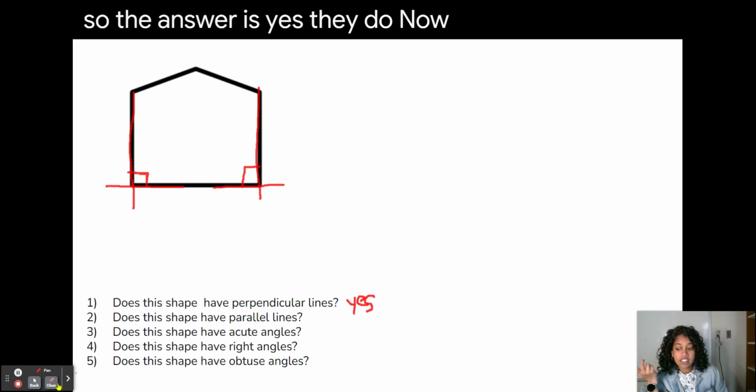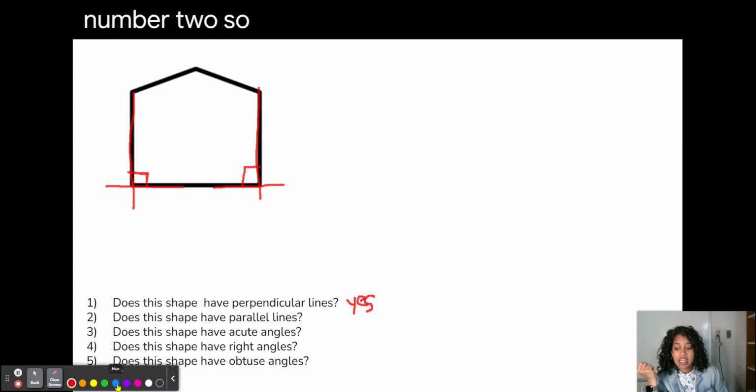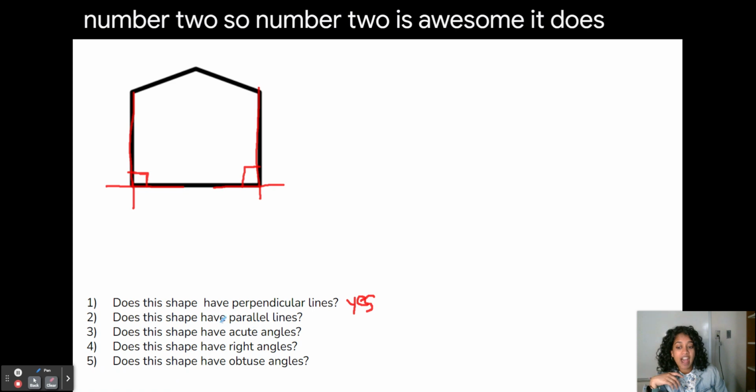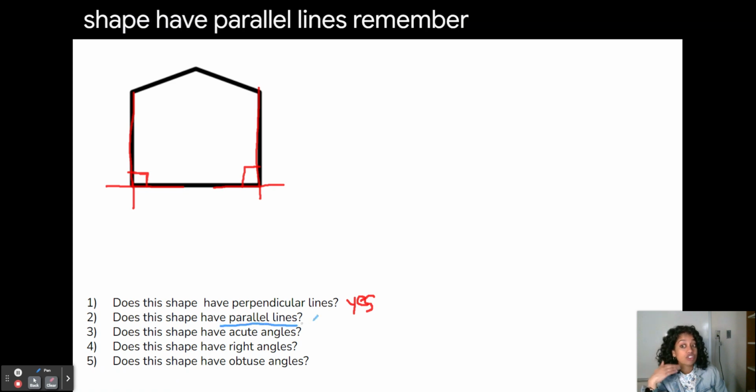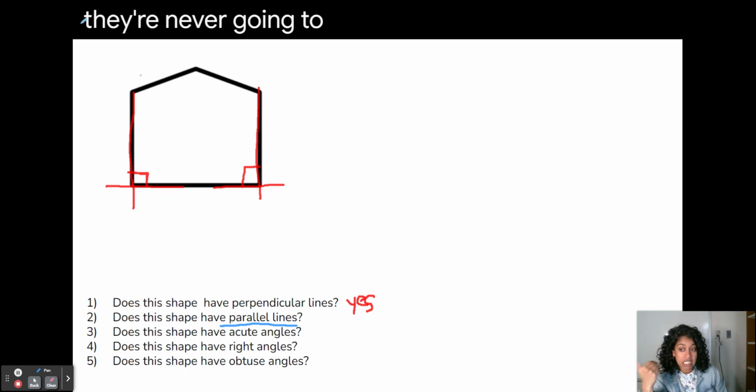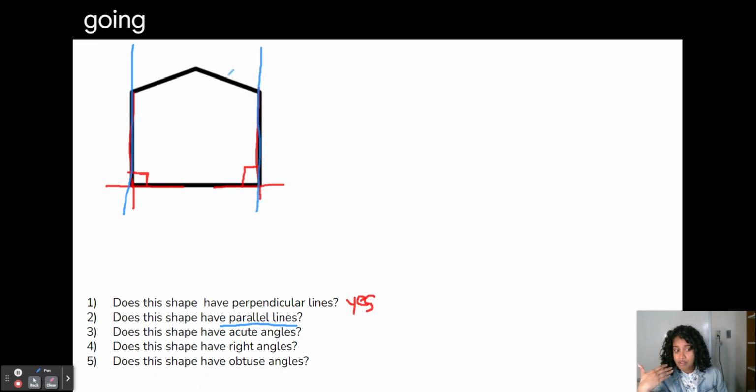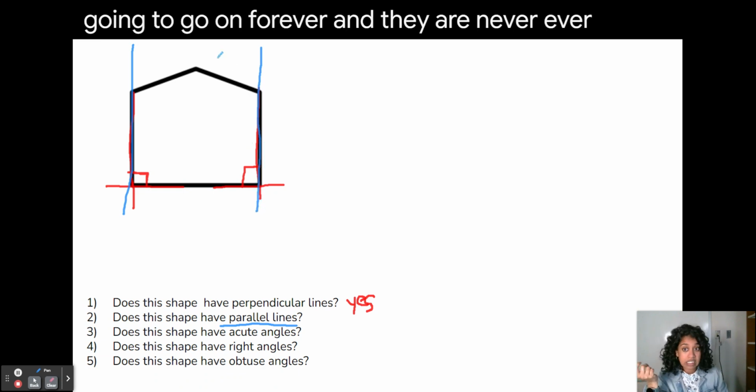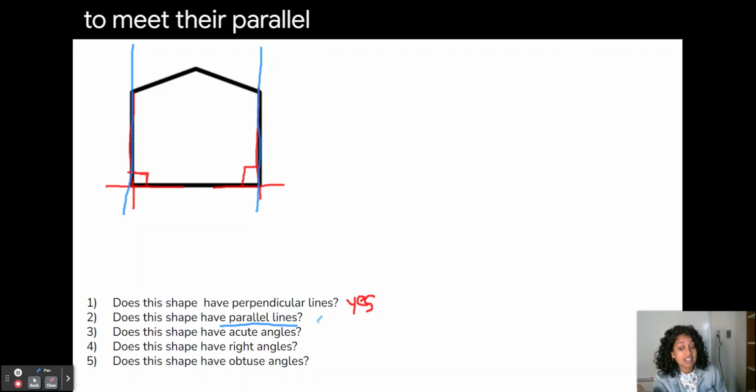All right, now let's go on to number 2. Number 2 is asking, does the shape have parallel lines? Remember, these are two lines that are going to keep going on forever, but they're never going to meet. I can see over here that I have this line, and then this line intersects, but if we go across from it, we have another line. If we extend them out, those lines are going to go on forever, and they are never, ever going to meet. They're parallel. So yes, the shape does have parallel lines.